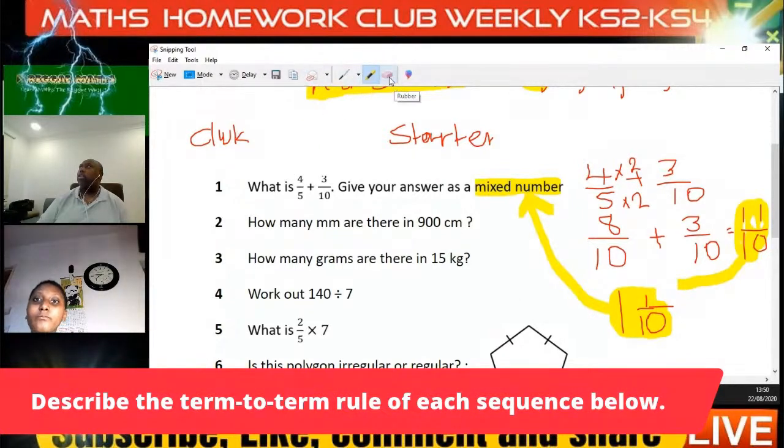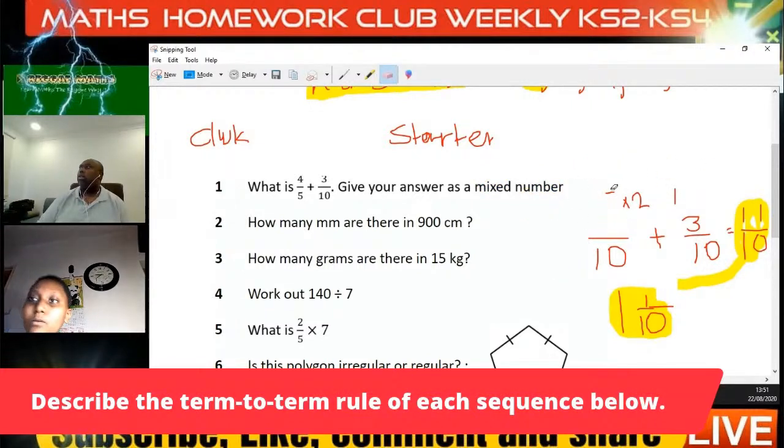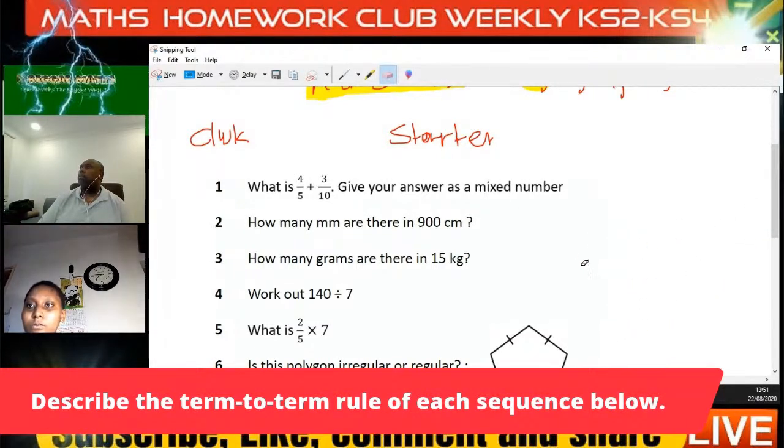Let's clean the board. Okay, can you read this question for me? How many millimeters are there in 900 centimeters? So it's not meters, it's millimeters, M and M. Do you know how many millimeters equal 1 centimeter?